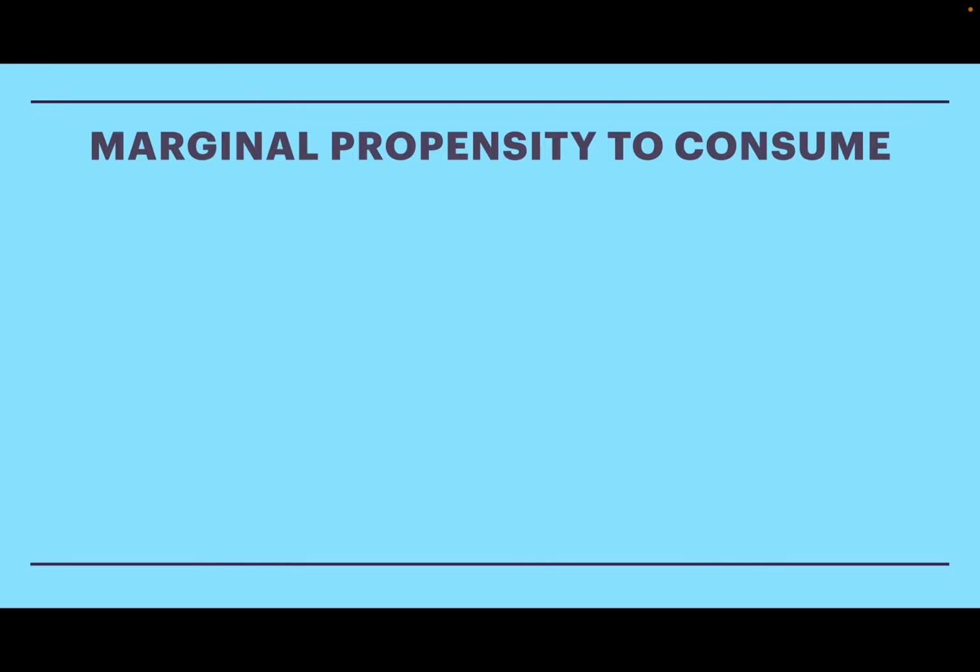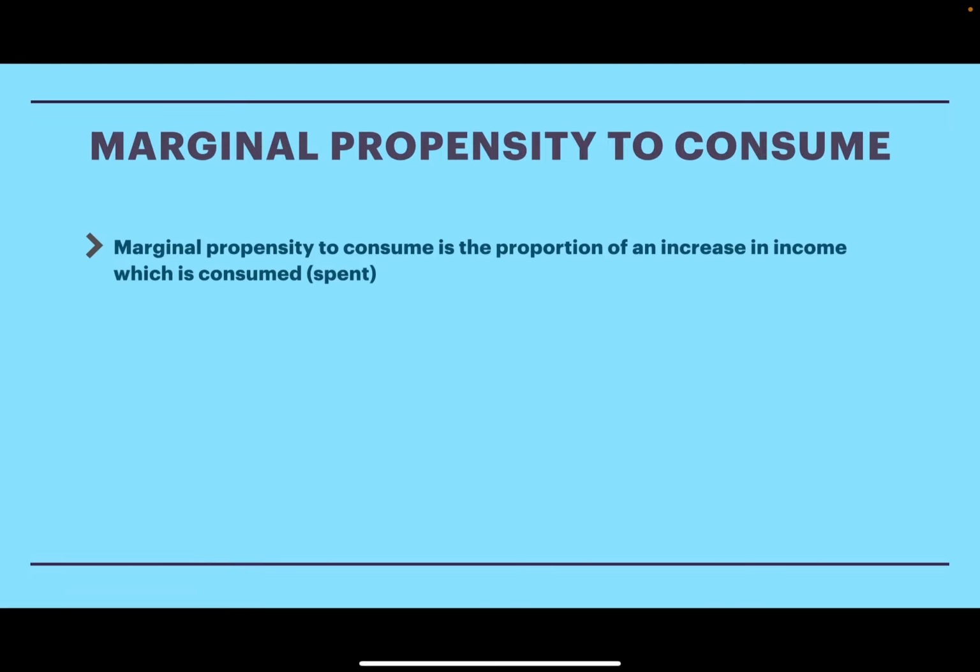Marginal is all about, in this case, how much of your pay rise you spend. So marginal is referring to an increase in income. So if your income goes up, how much of that extra income are you consuming, or how much of that extra income are you spending? So a proportion of an increase in income which is consumed. In terms of the formula, it's change in consumption over change in income. So if you get a pay rise of £20 and you spend £10 of that pay rise, your marginal propensity to consume will be 10 over 20, or a half.